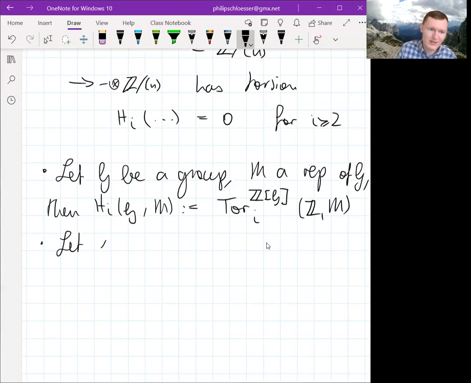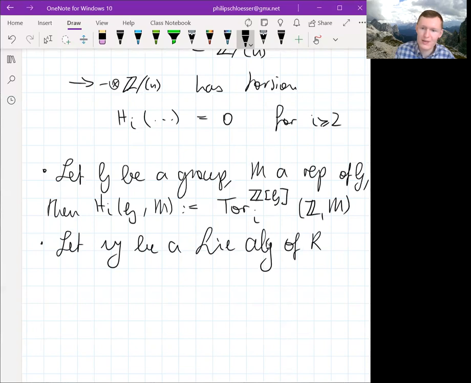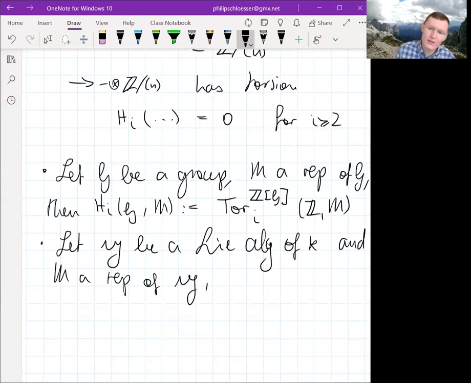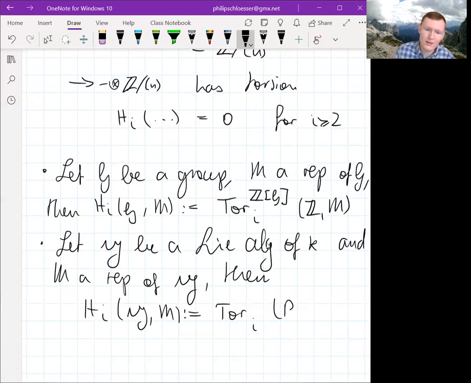Similarly, let g be a Lie algebra over a ring, or I guess a field K, and M a representation. Then we can define Lie algebra homology, again to be Tor_i of K and M, now over the ring of the universal enveloping algebra of g.